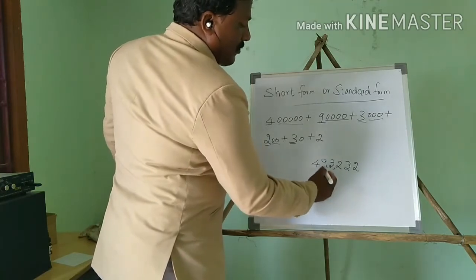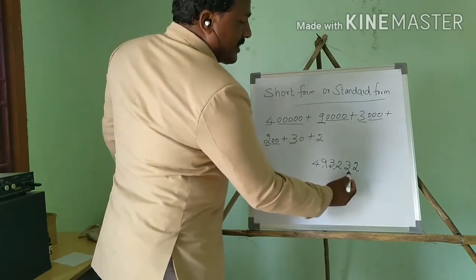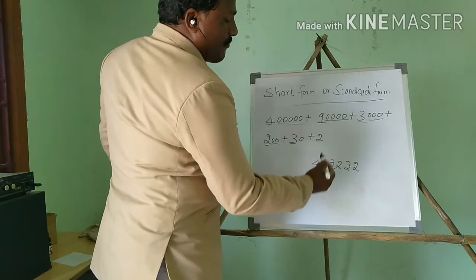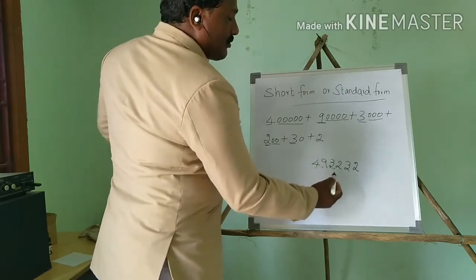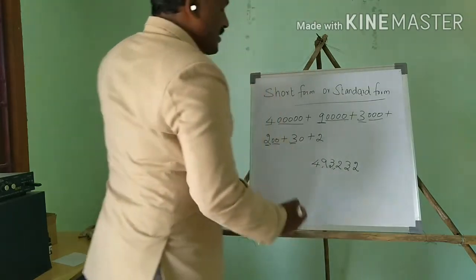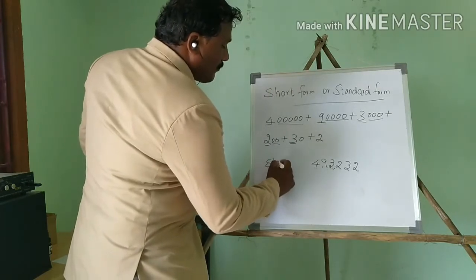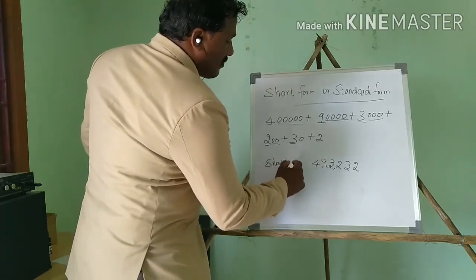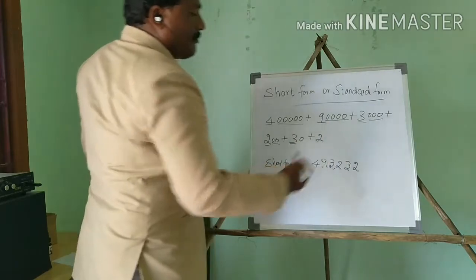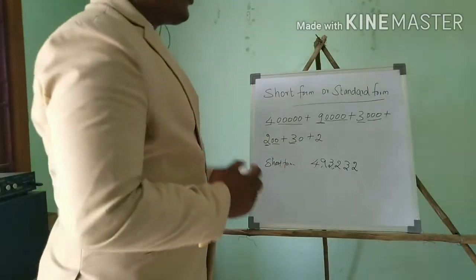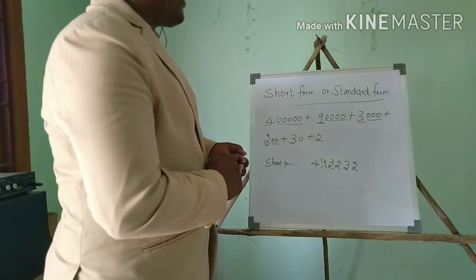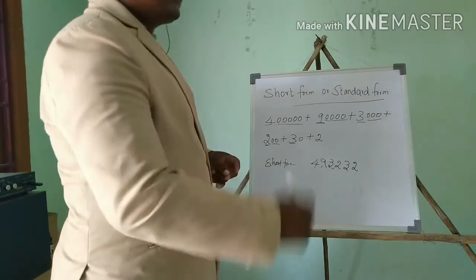So see, now we have ones, tens, 100, 1000, 10,000, lakh. So 4 lakh 93,232. It's the short form or standard form. So I hope, students, you easily understand how to write expanded form to standard form.